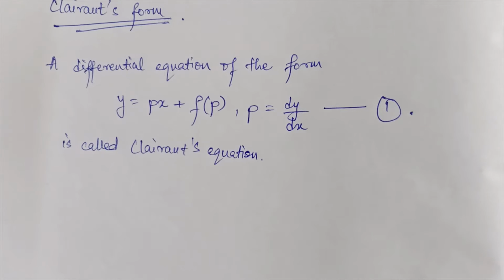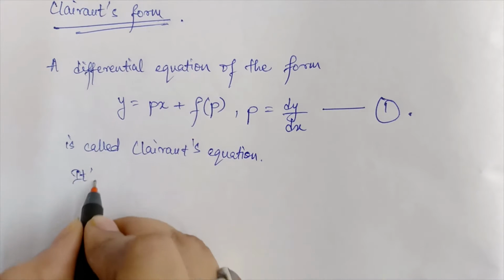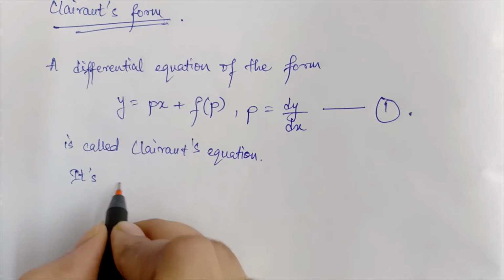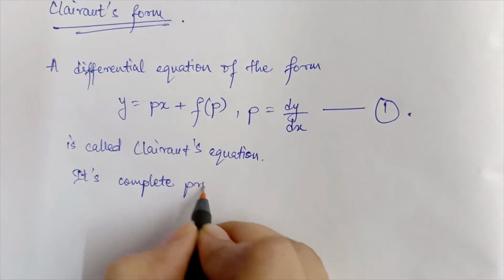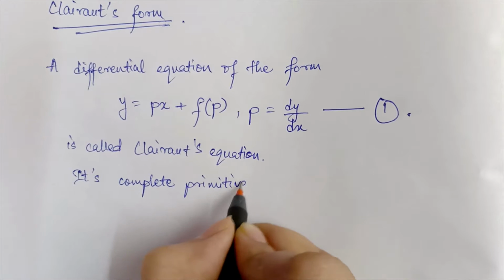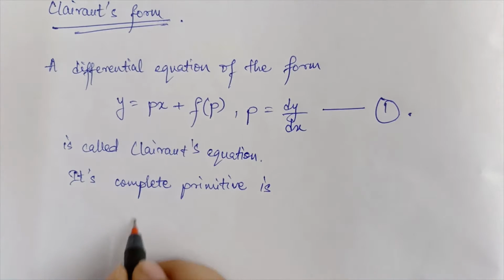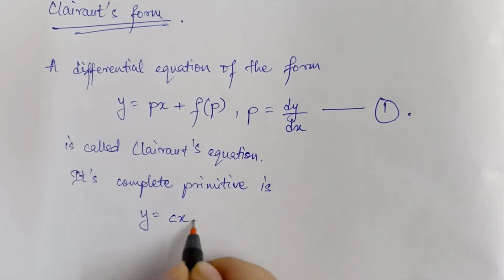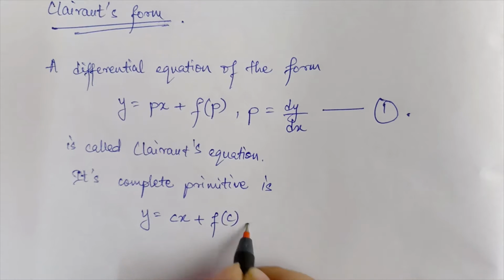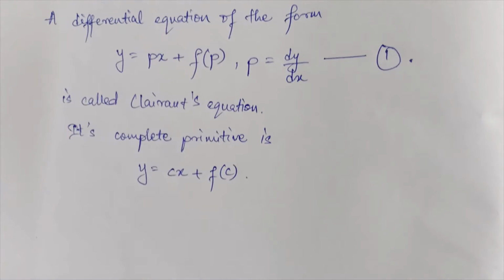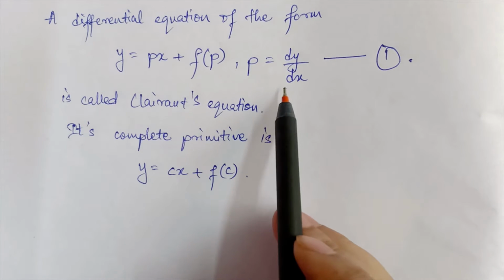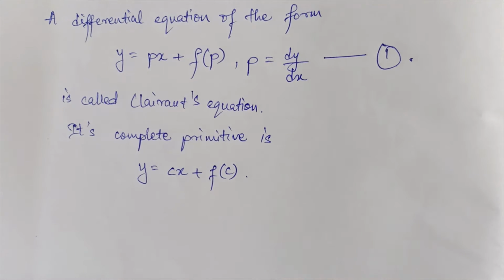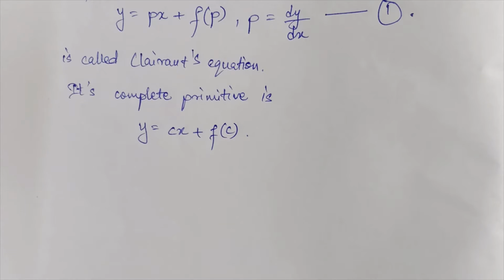Now its complete primitive is y equals cx plus f of c. How do we get this? We get this by replacing p by c in the given equation. First we are going to see the justification, then we will look at an example.